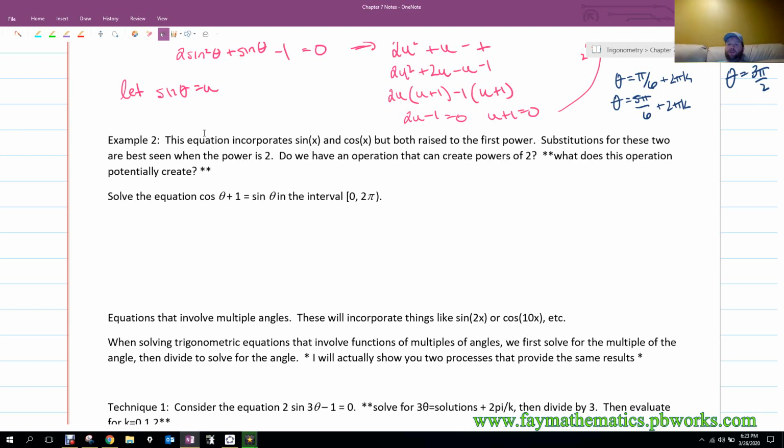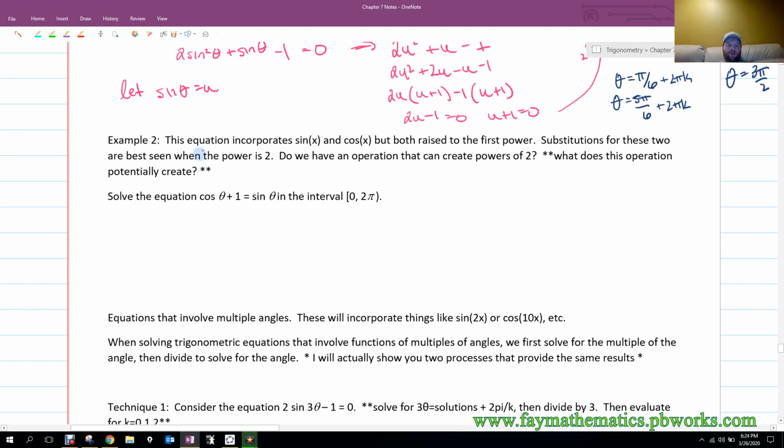Okay. If you think about all our substitutions, they're much easier to do when the power is 2. So the question is, do we have an operation that can create a power of 2? And if you think about that, we do. We can square things. And if you remember back to college algebra, when we square things, what happens is that you create extraneous solutions. So that's something to think about as we complete this problem.